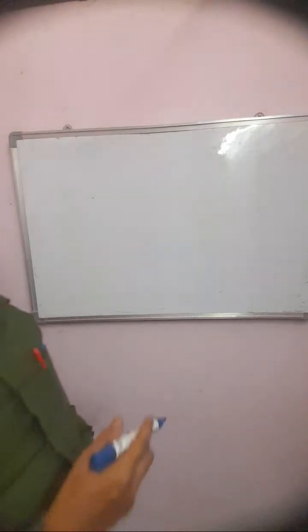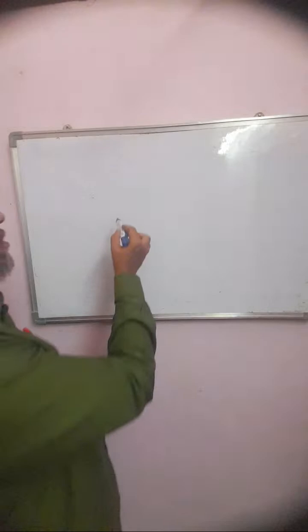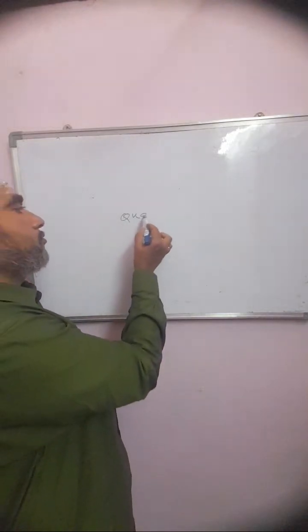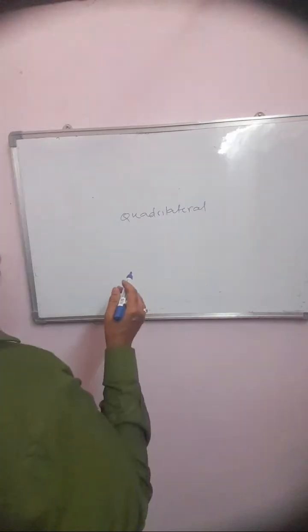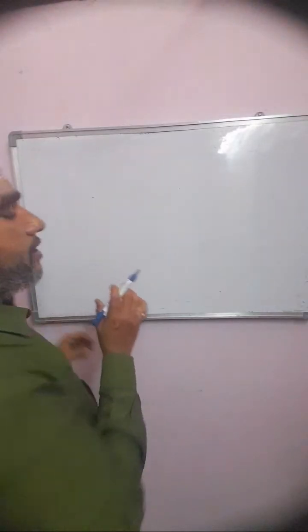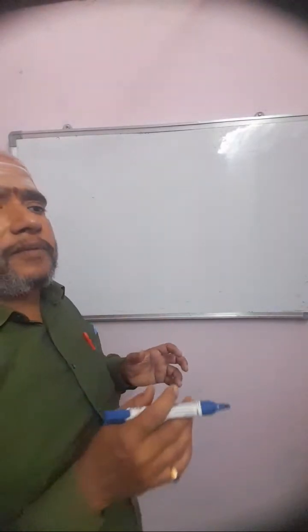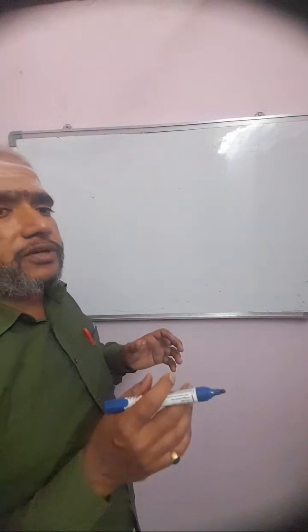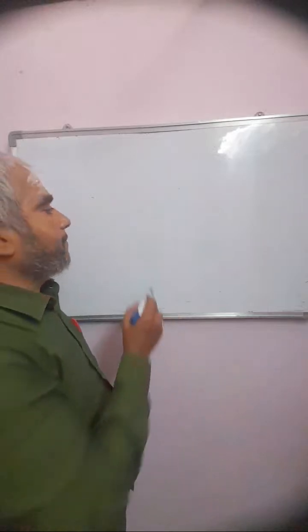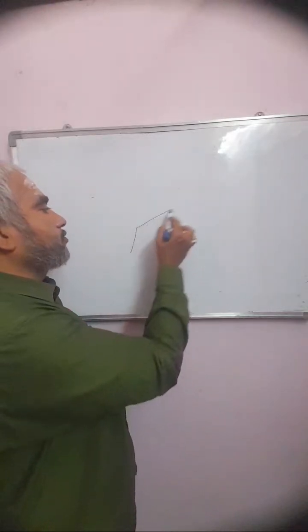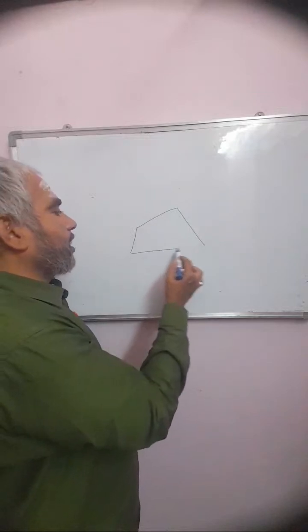Good morning, children. We are going to learn about quadrilaterals. It is a small concept and very easy to understand. The main purpose of this video is to understand quadrilaterals: a simple closed figure bounded by 4 line segments.